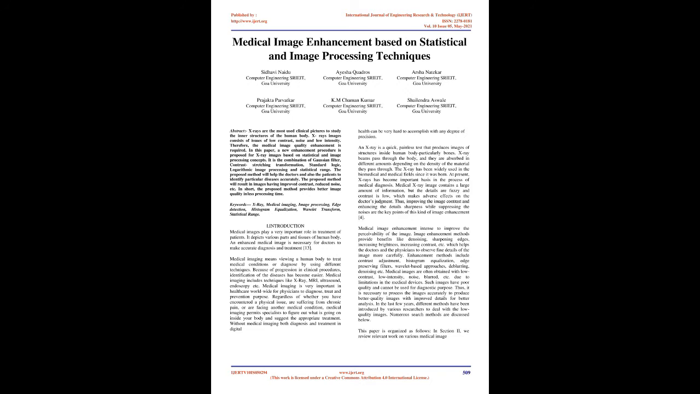In this paper, a new enhancement procedure is proposed for X-ray images based on statistical and image processing concepts. It is the combination of Gaussian filter, contrast stretching transformation, standard logic, logarithmic image processing and statistical range. The proposed method will help the doctors and also the patients to identify particular diseases accurately. The proposed method will result in images having improved contrast, reduced noise, etc. In short, the proposed method provides better image quality in less processing time.